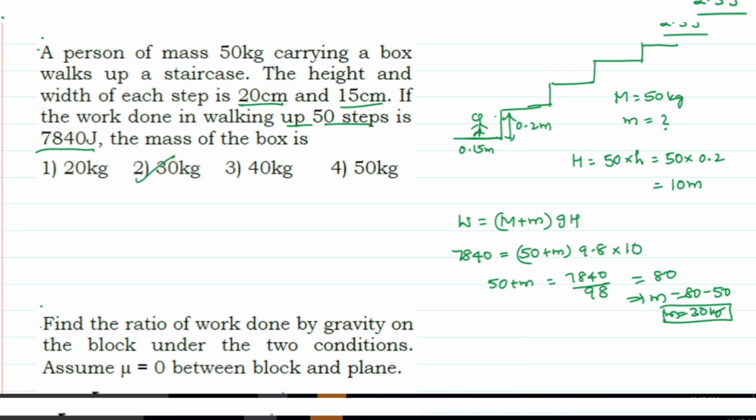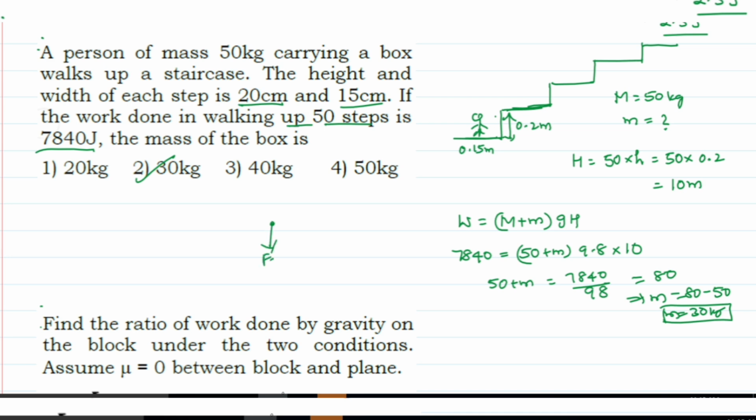Now we can talk about the horizontal force. The force is acting along this horizontal direction, and the displacement is also along the same direction. The force due to gravity will be acting downwards.